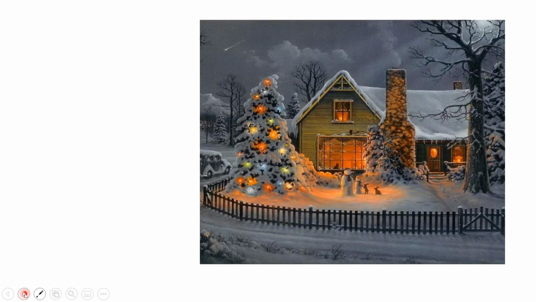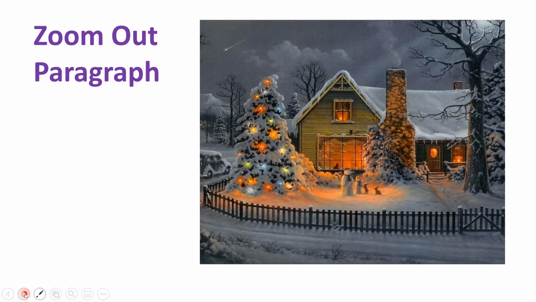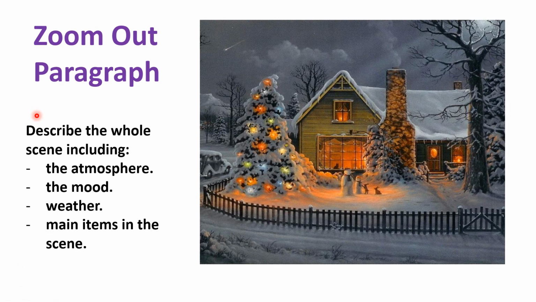So the first paragraph of our descriptive writing is the zoom out paragraph, and this is the first of 4 paragraphs at this stage that I'm going to teach you. Now, the zoom out paragraph requires you to describe the whole scene. For example, if this is the image that you are given, this is the image that we're going to look at with some model answers today.